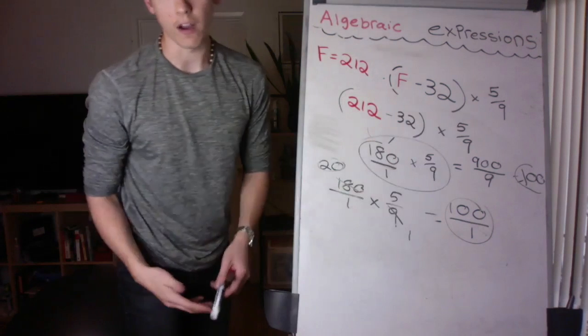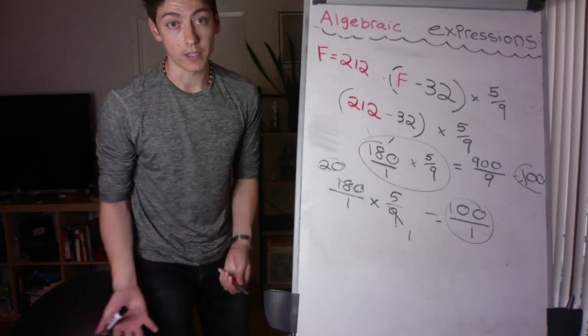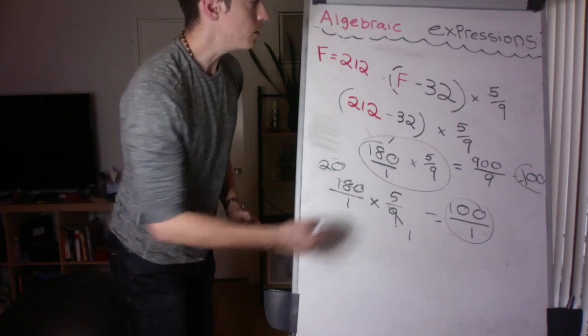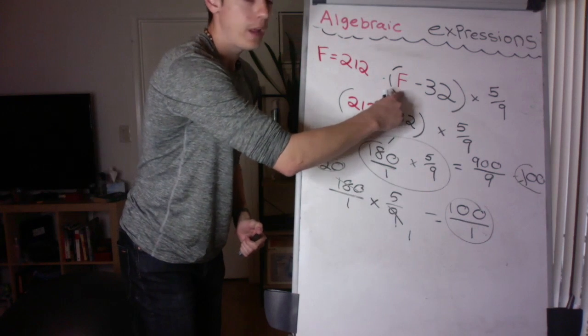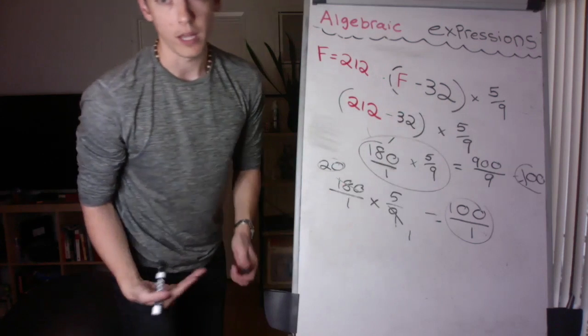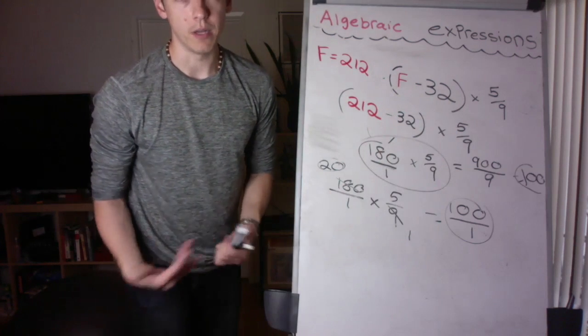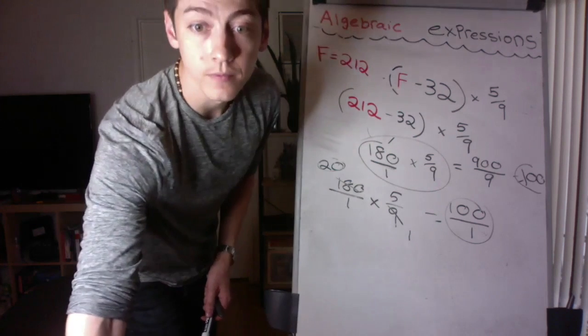But this expression will actually work for any Fahrenheit. So if the temperature outside is 75 degrees, a nice sunny California day, then you can just enter that amount here and do the same steps, subtracting in the parentheses first, and then multiplying out your fraction to get your answer. But let's go ahead and look at some other examples we can use to practice.